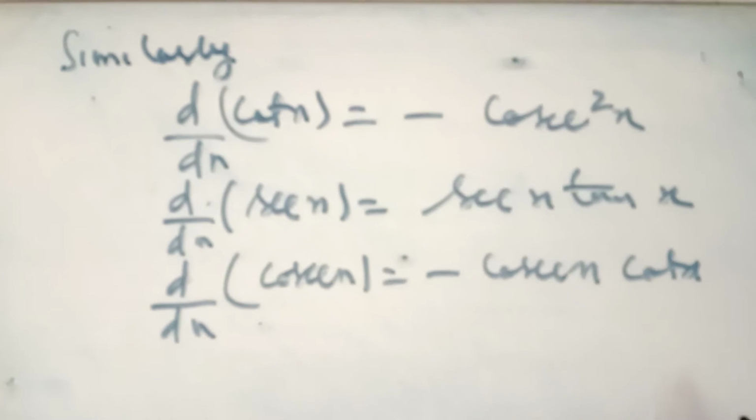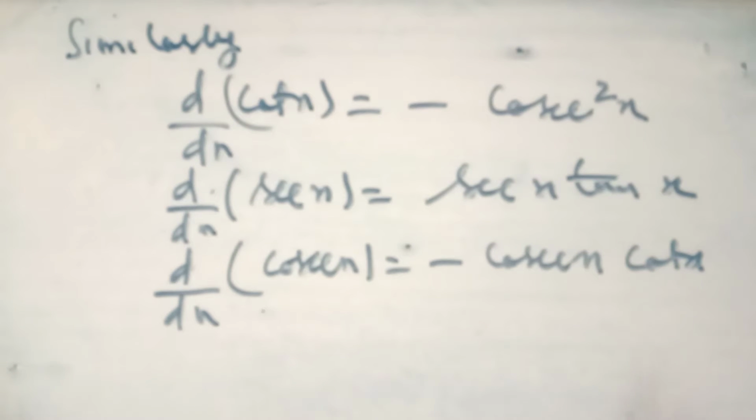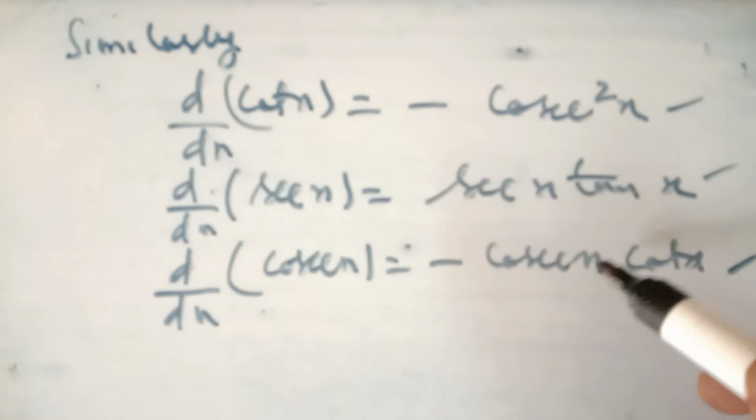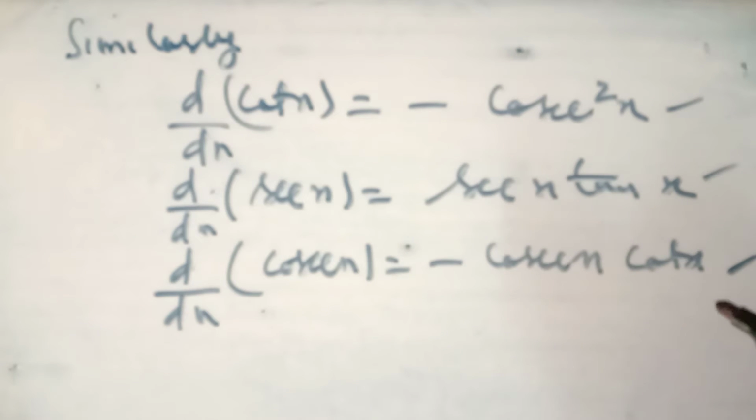These three derivatives you have to find yourself, and you have to learn their final answers, that is minus cosec squared x, sec x into tan x, and minus cosec x into cot x, as the derivatives of these six trigonometric functions.